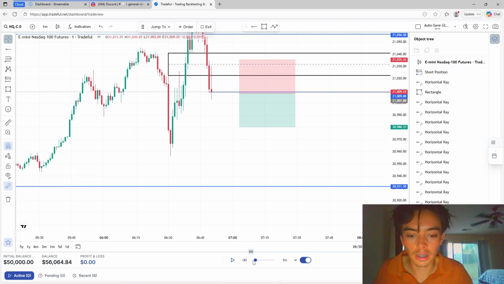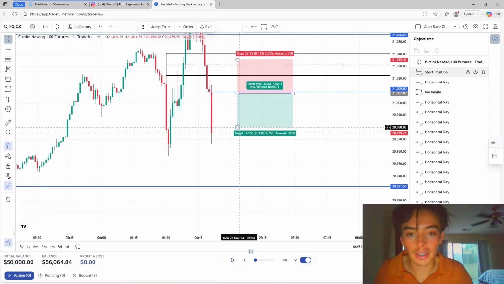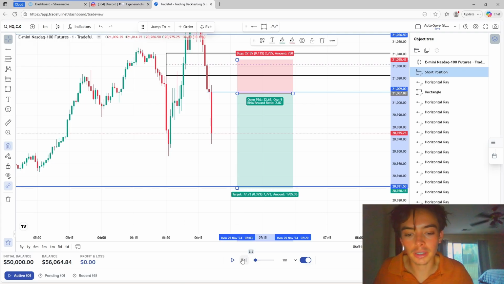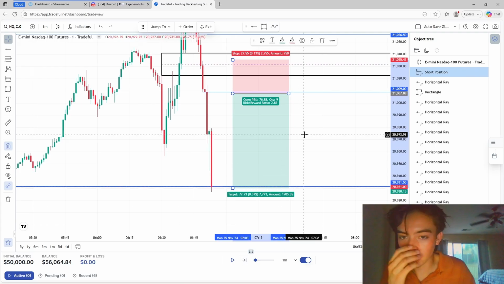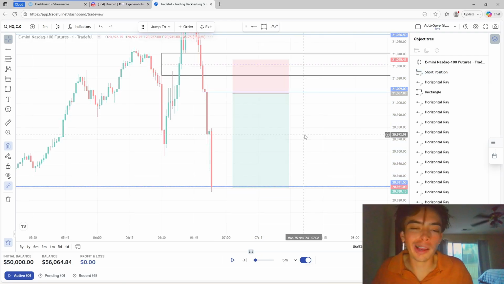But yeah, bro. See, even some shit like this, like fuck, you know? Would I take this? Would I take this? I think in the moment I probably would have taken this trade.